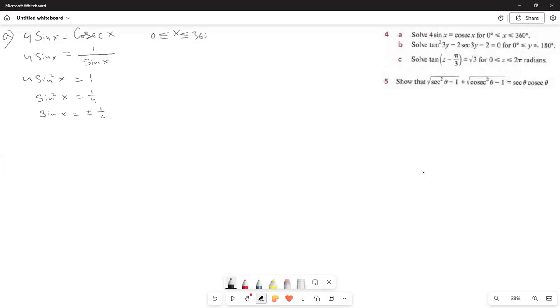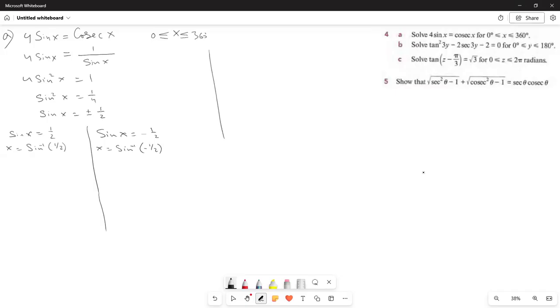Okay, so I have two ways to go. One is that sine x is equal to 1 by 2, and the other part is sine x equals minus 1 by 2. Okay, so from here, x is equal to sine inverse 1 by 2. And here, x is equal to sine inverse minus 1 by 2, right?